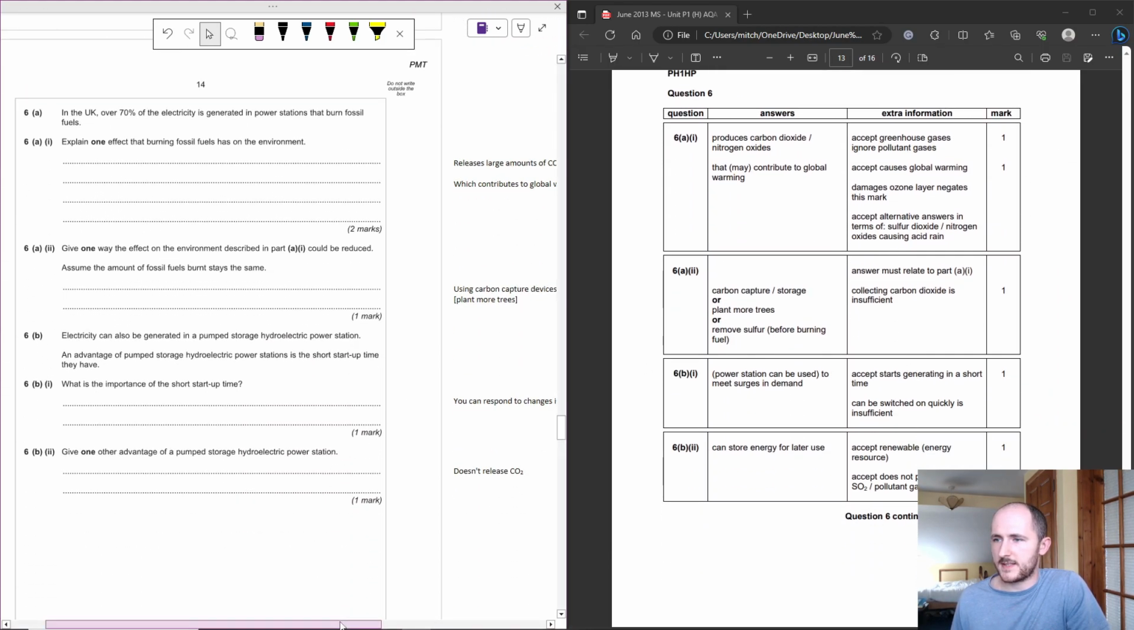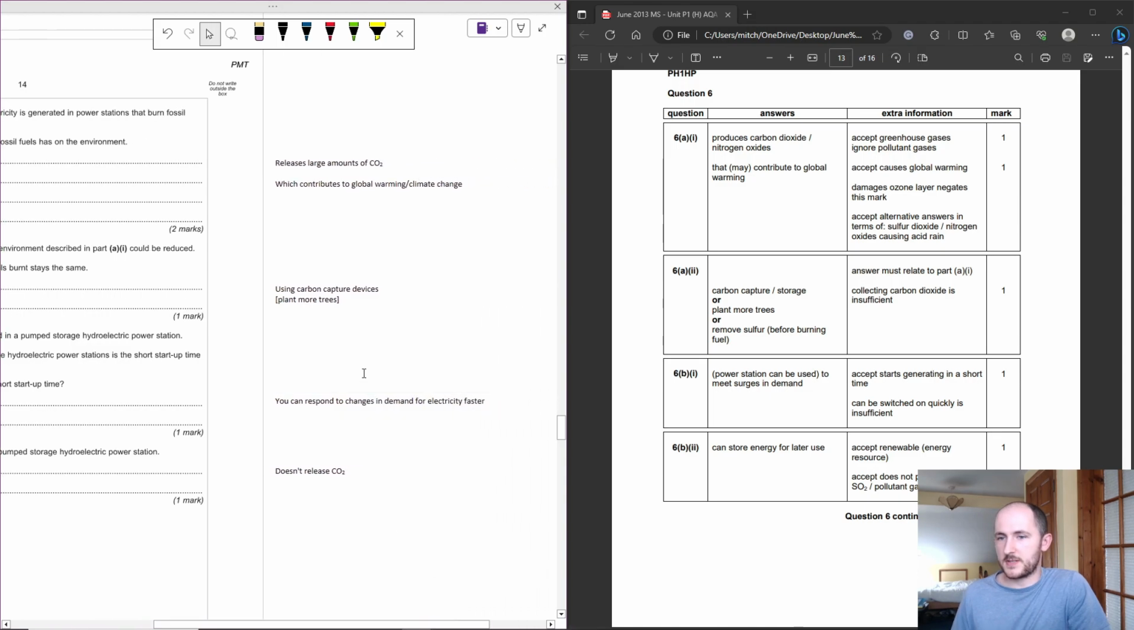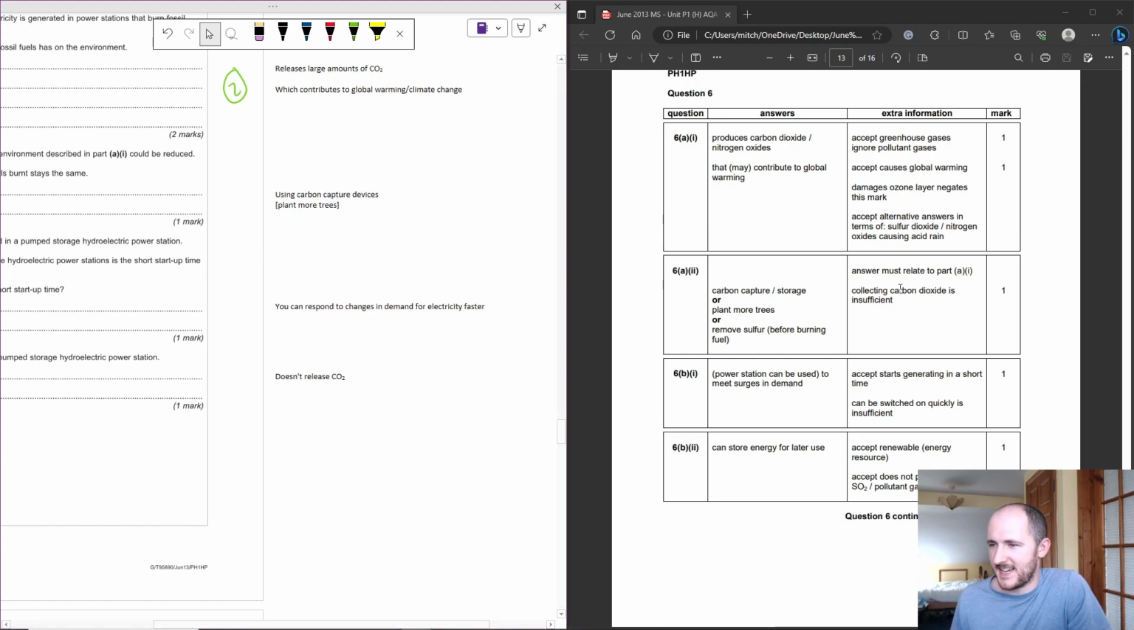So it produces carbon dioxide or nitrogen oxides, which contributes to global warming. There we are. So they don't say climate change. Interesting. They don't even accept climate change. All right. Collecting carbon dioxide is sufficient. Carbon capture and storage, or plant more trees. Okay, I'm going to give myself the mark for that because I did have that.